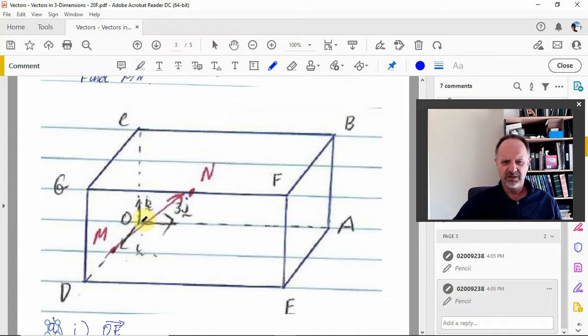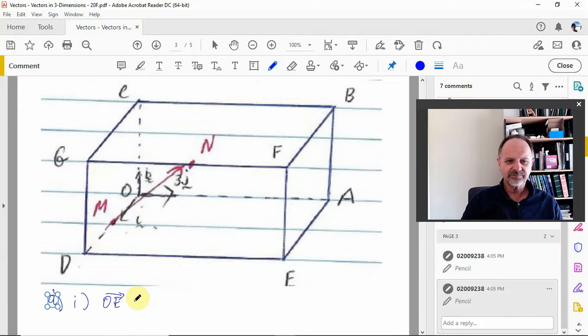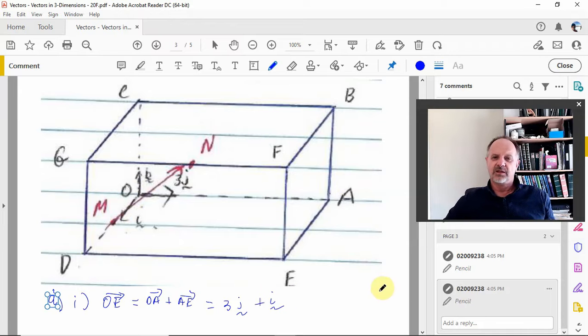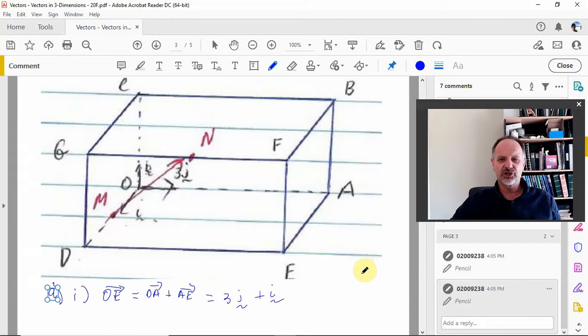So there's a couple of different ways we can go. I can go from O to A and then to E. So I'll do that. We'll go from O to A and then to E, like so. And so then O to A, that's the 3j. And then A to E. Now, because this is a cuboid, rectangular box, that means that these sides here, AE and OD, are not only the same length, but they are parallel. So if OD is i, then AE is also i. All right, so because it's a cuboid, we know a bunch of stuff.